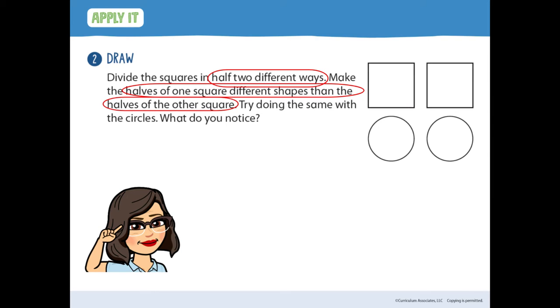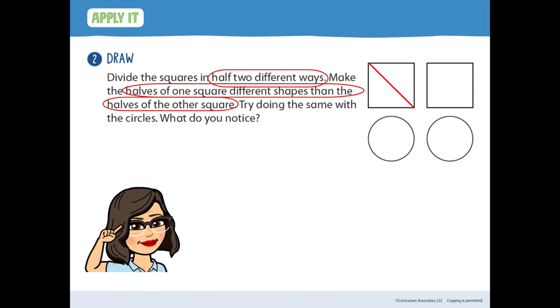So half, what does half mean? You're right, cut it into 2 parts, right? And then you're going to challenge yourself. Oh, there you go. There's one way you can do a half. What's a different way that you can partition that square? Okay, that's your job right now. So pause the video. What's another way, a different way to partition that shape?